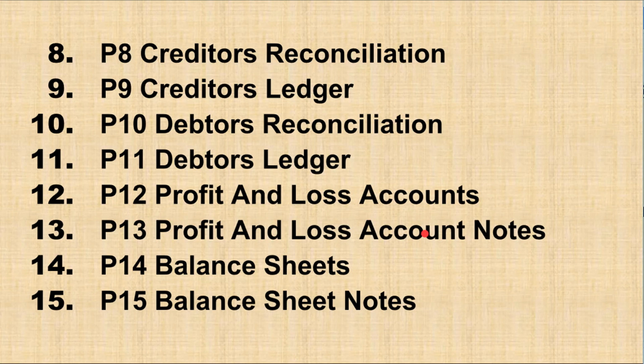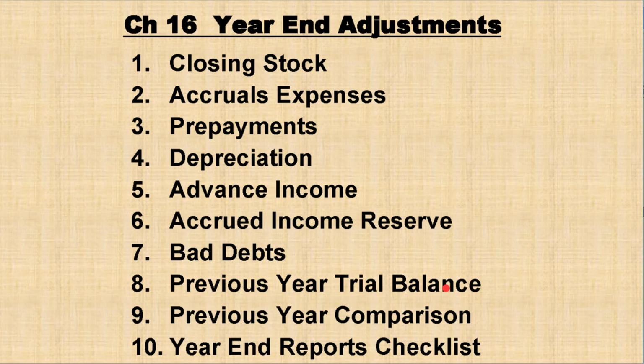P10, debtors reconciliation, P11, debtors ledger, P12, profit and loss accounts, P13, profit and loss account notes, P14, the balance sheet, and P15, the notes to the balance sheet. And that brings us to the end of part 1. Part 2, we'll look at chapter 16 and year-end adjustments.